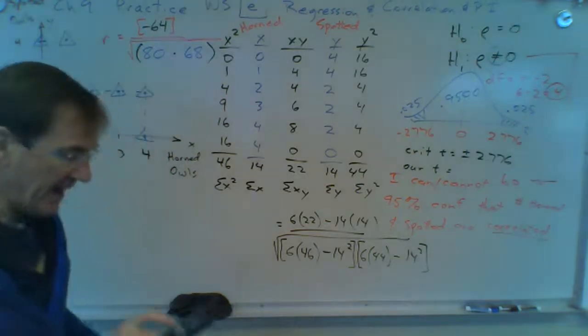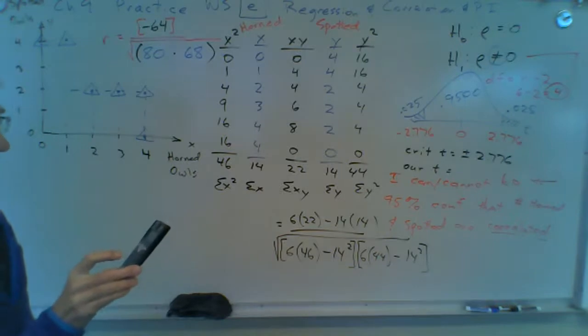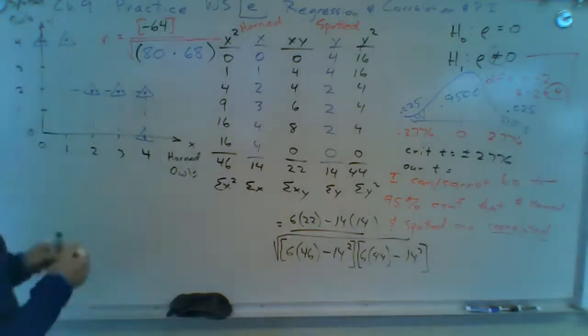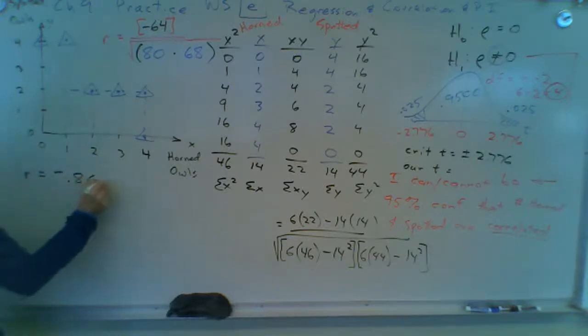So let's see, what do I have? I have square root of that. And I'm going to put that in memory. And that turns out to be negative 0.868. So this turns out to be r equals negative 0.868.